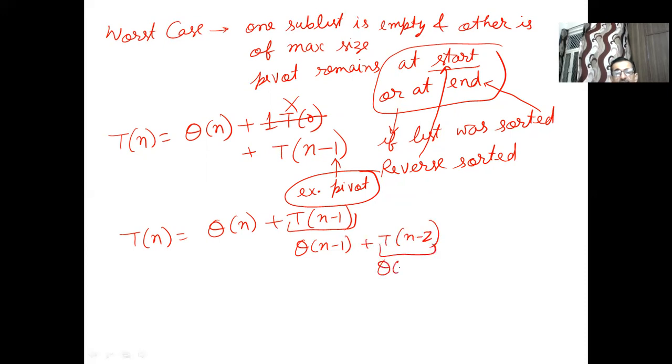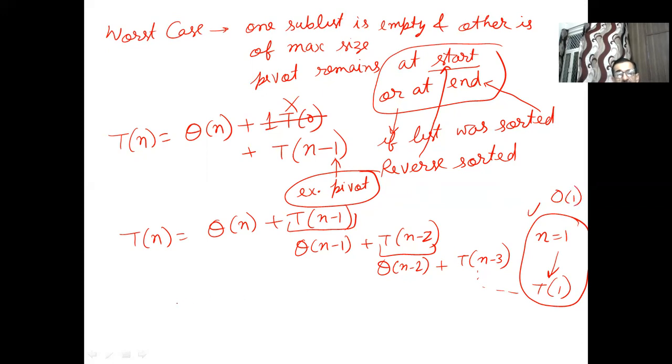Substitute this again, theta of n minus 2 plus T of n minus 3. And so ultimately, you will reach T of 1. T of 1 means n equal to 1. N equal to 1 means no recursion. This is order of 1.